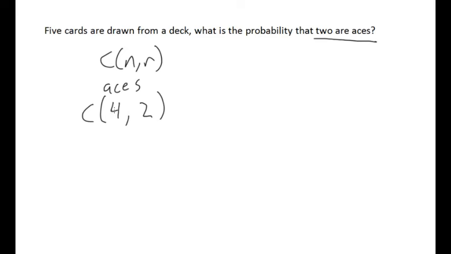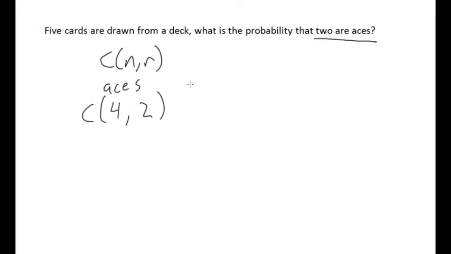A common mistake is to put 52 and 2, because we have 52 cards and we want 2 of them to be aces, but remember, N and R need to refer to the exact same thing. So if we have 4 aces, we can choose 2 aces. So N and R need to agree. Now, that doesn't actually complete our 5-card hand. So what we can assume from this problem, since we're told that 2 are aces, is that 3 of the cards are not aces. So we have a combination for our aces.